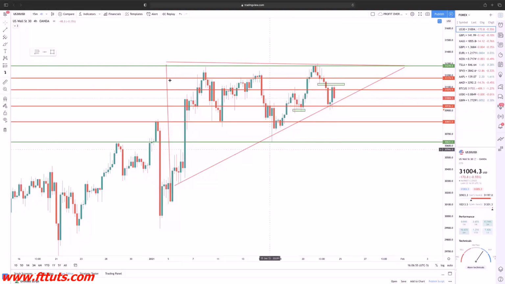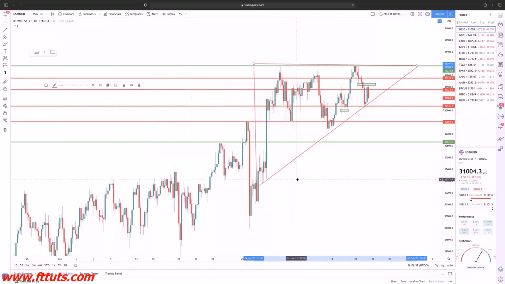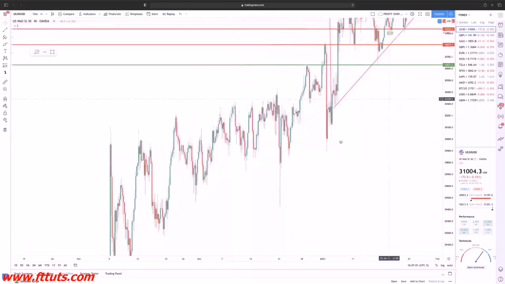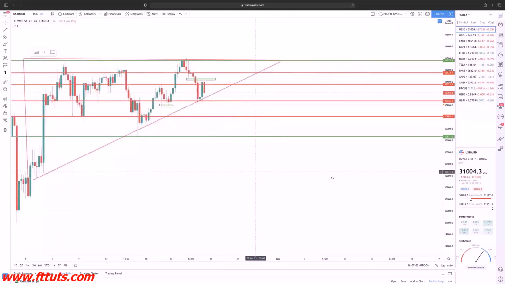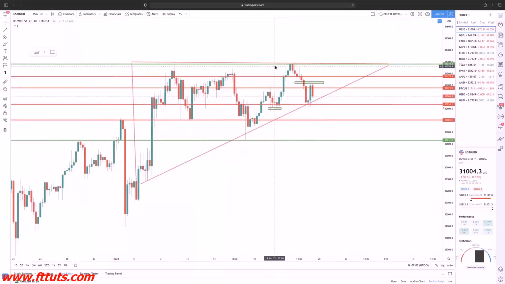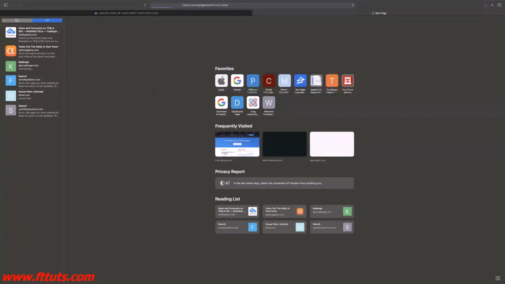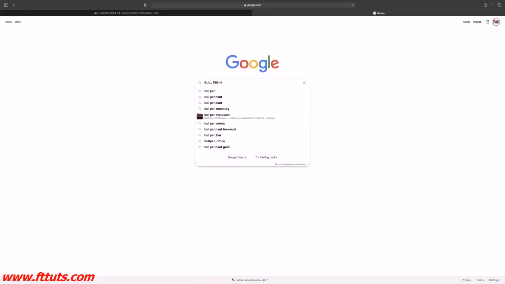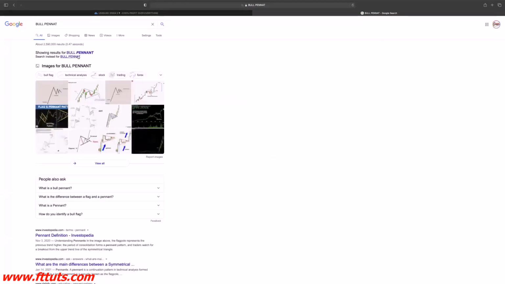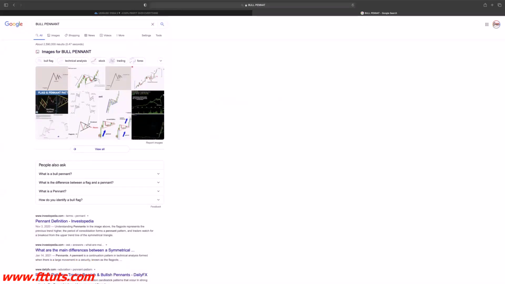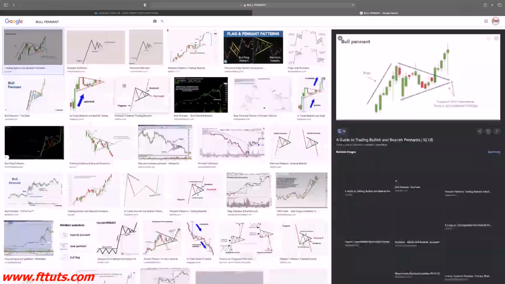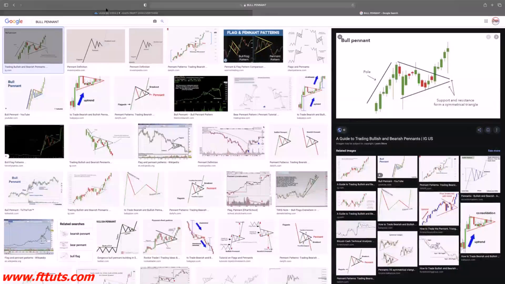It could be a bull pennant because of all this that we already did. So if you guys pull it up, let me look it up for you so you can see what I'm talking about. Let's Google bull pennant. This is what I'm talking about right here. You guys see that? You see it here?